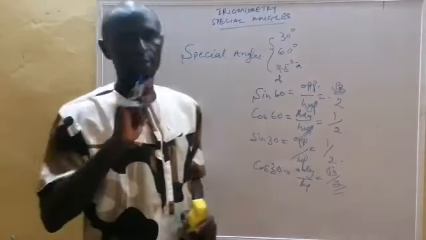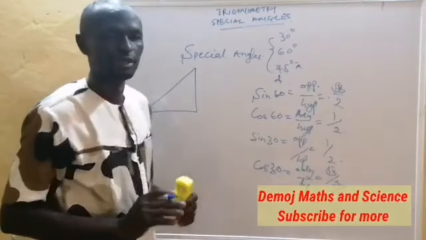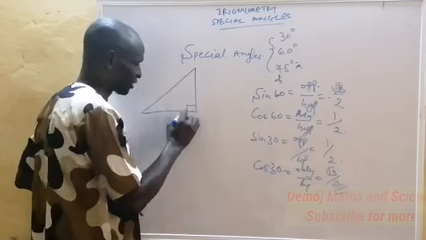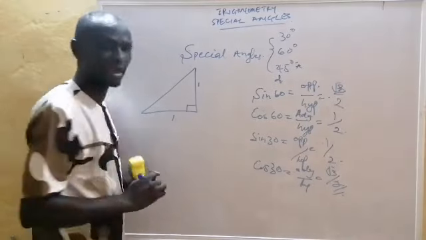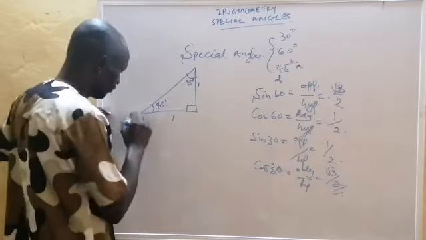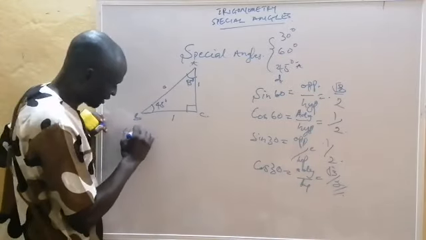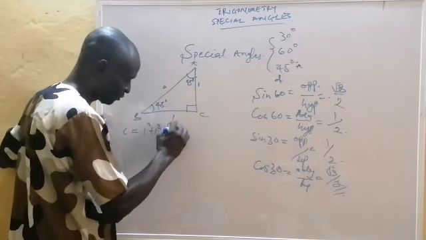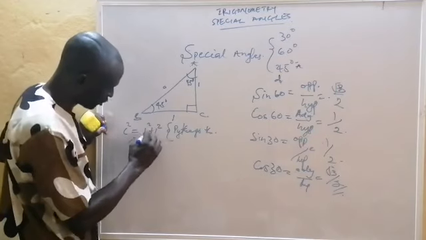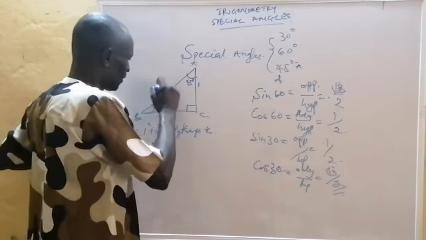For 45 degrees, we'll be using an isosceles triangle. The unique characteristic of an isosceles triangle is that it has 2 of its sides equal and 1 different. If this is a right angle triangle and it's an isosceles triangle, this is 1 and this is 1. Obviously, this side will be 45 degrees and this side will be 45 degrees. For my Pythagoras, let's call it triangle A, B, and C. From Pythagoras theorem, side C squared is equal to 1 squared plus 1 squared. C squared now equals 1 plus 1, which is equal to 2. C is equal to the root of 2. So that C here is root 2.